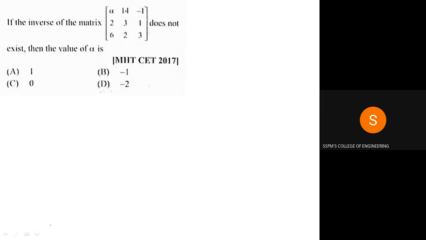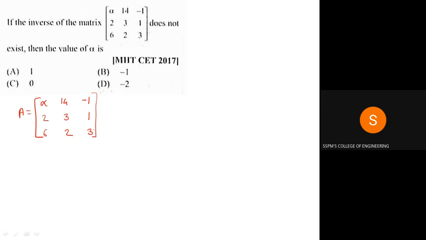Okay. Next example. So here is a 3 cross 3 matrix. Again, this was asked in your CET exam in 2017. Previously asked questions. Here a 3 cross 3 matrix is given. Let us first write the matrix. A is equal to [alpha, 14, -1; 2, 3, 1; 6, 2, 3]. This is the matrix that is given in the example.